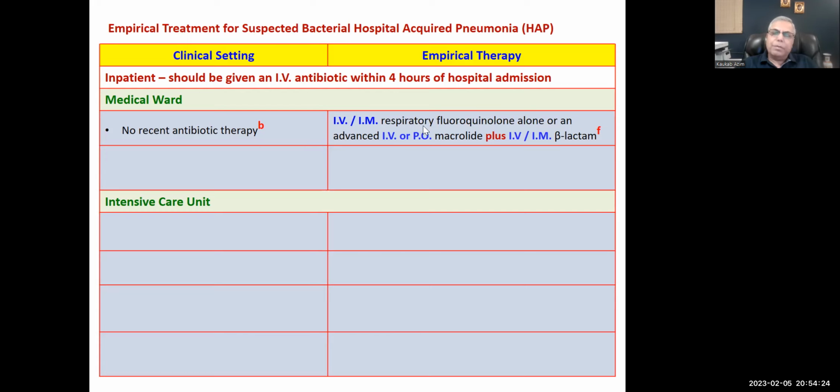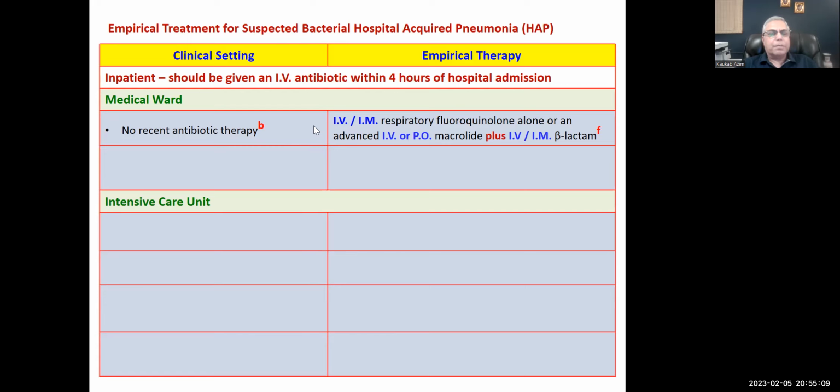IV, IM. And remember, when you initiate a patient on IV or IM or parenteral therapy, you must review the patient within 48 hours. I'll tell you more about this in the sepsis lecture. We have a certain algorithm, or we look at certain factors, to change the therapy from IV or parenteral to oral. Okay, so IV respiratory fluoroquinolone, again, that is levofloxacin and moxifloxacin and gemifloxacin. They can be given alone or advanced macrolide plus IV/IM beta-lactam. The treatment is the same as we saw previously.